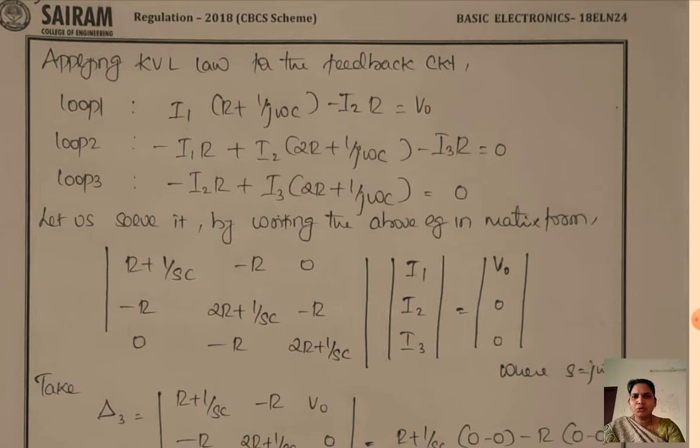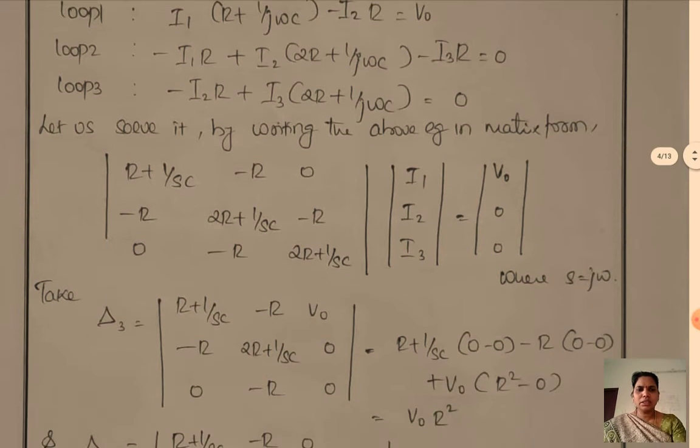Similarly for the loop 2 equation, for I1 it is minus R, for I2 it is 2R plus 1 divided by sC, and for I3 it is minus R, multiplied with I1, I2, I3, and on the right hand side it is 0. And for the third equation, there is no I1 term, so it is taken as 0, for I2 it is minus R, and for I3 it is 2R plus 1 divided by sC, which is equal to 0. As I told you, I have replaced j omega with s in order to simplify. Later, at the end, I am going to replace that s by j omega again.